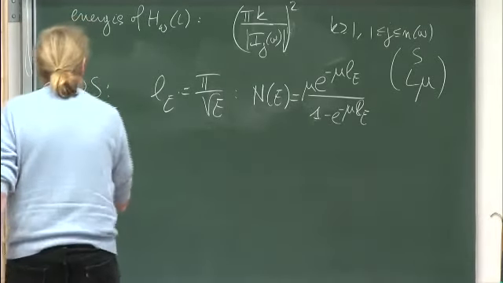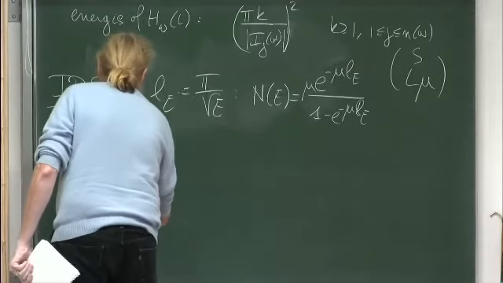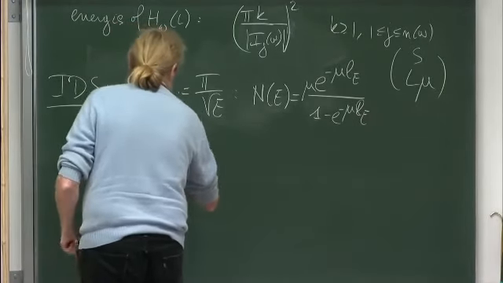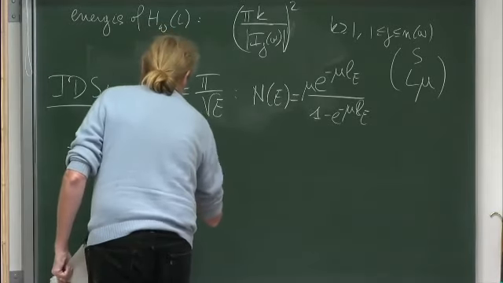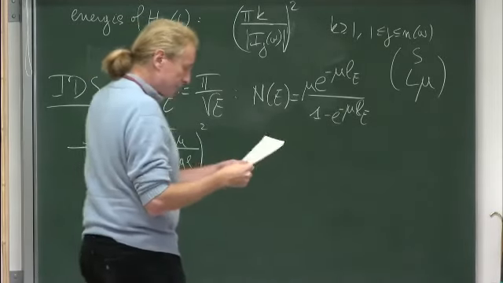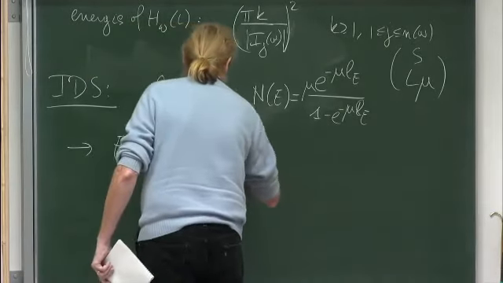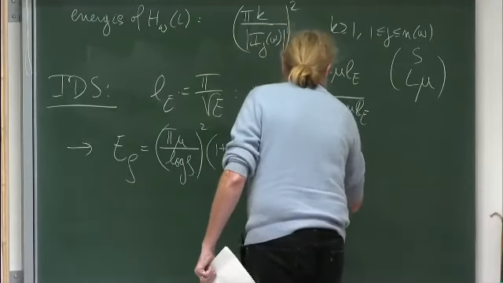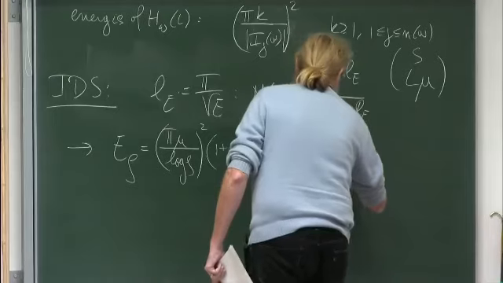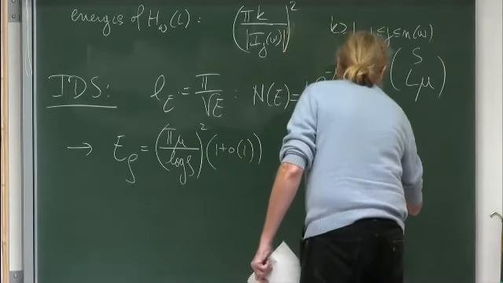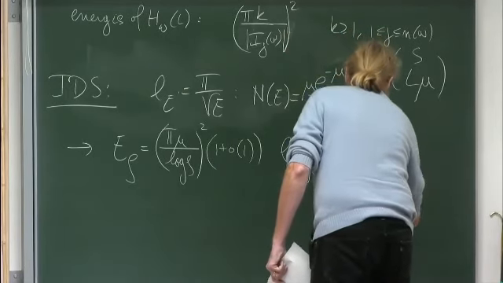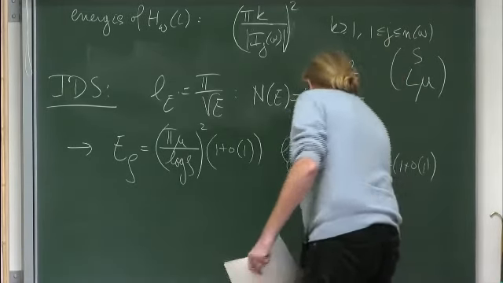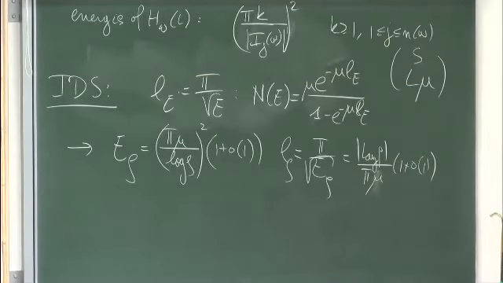And of course, we can compute the Fermi energy at density rho for the free Hamiltonian. E rho is given by pi mu divided by log rho, squared, 1 plus little o of 1. And you have the associated length, which is pi over square root of E rho. So it's of order log rho. Well, this can be computed more precisely, but we won't need it.